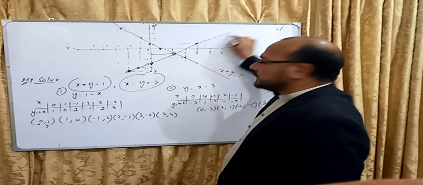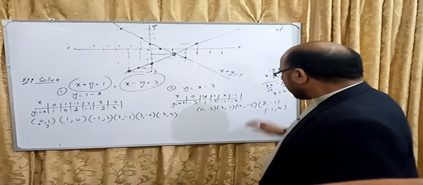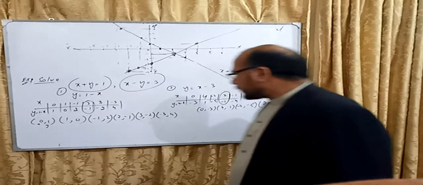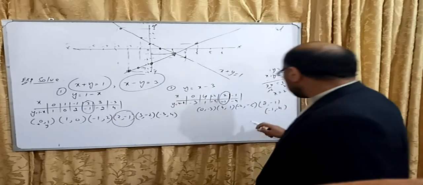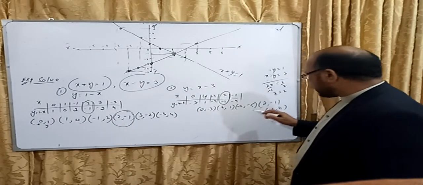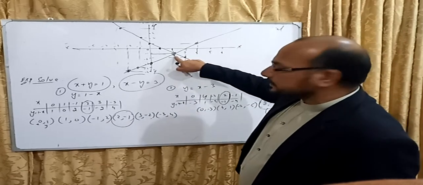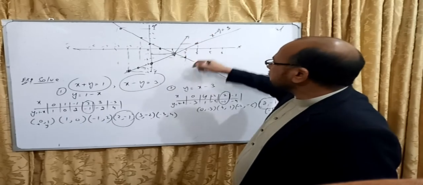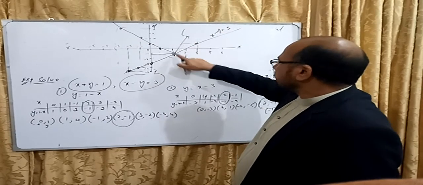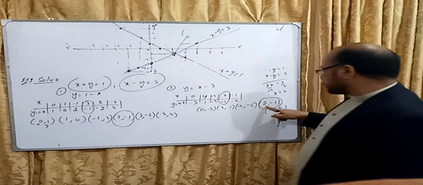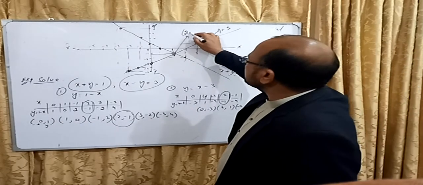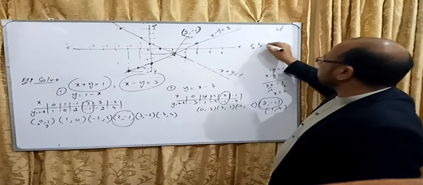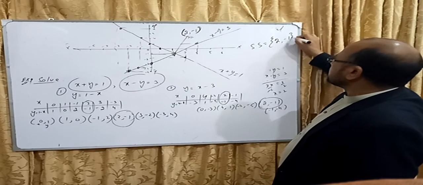If you join these points, you will get a point of intersection. And from here also you can see that this point is common in both. If this ordered pair is common in both the equations, it means this will be the solution set. This is the point of intersection. This is the x minus y equal to 3 line. Where they are intersecting each other, x2 and y minus 1, this is the point of intersection. So in this way, you can find that the solution set is 2 and minus 1.